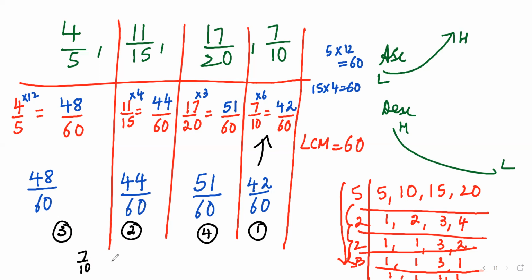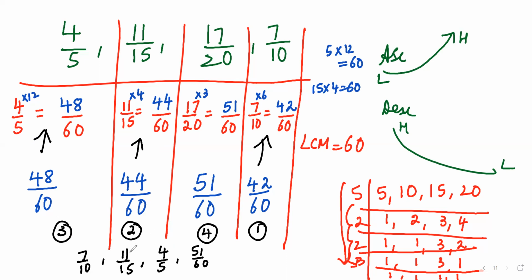Then which is the next one? Which is the next fraction? Number 2 is 44 by 60, which is that 11 upon 15, right? Then third one is 48 upon 60. That is nothing but 4 upon 5. The original fraction is 4 upon 5. The equivalent form is 48 by 60, isn't it? And the last, the fourth one, the highest one is 51 by 60.